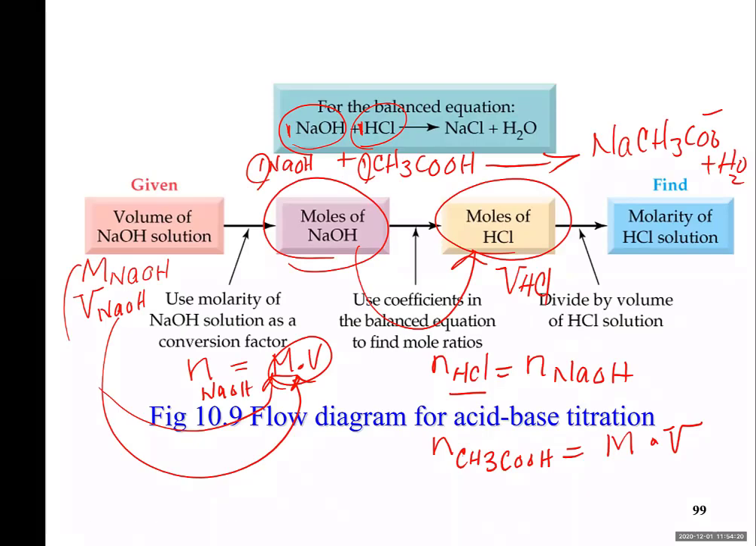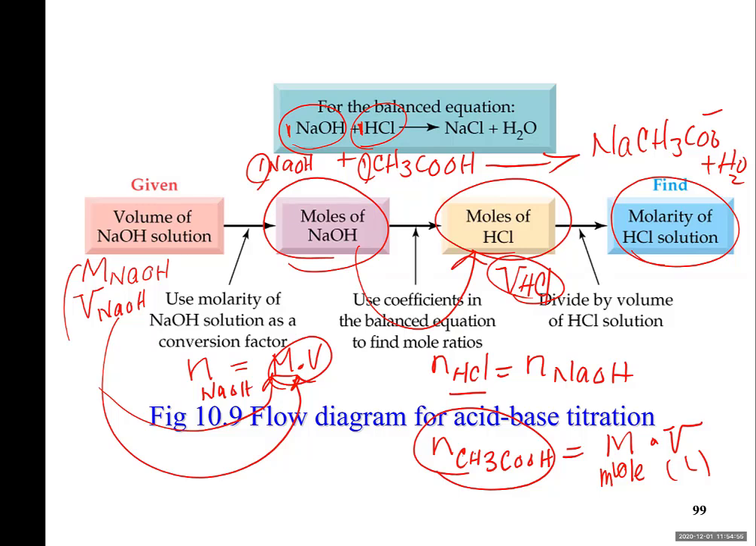You have the volume, and you have the number of moles. You can calculate molarity. Use the molarity of the acid, which is this one, times the volume. Make sure you use volume in liters. And this is the number of moles. Then you can calculate moles of acetic acid.